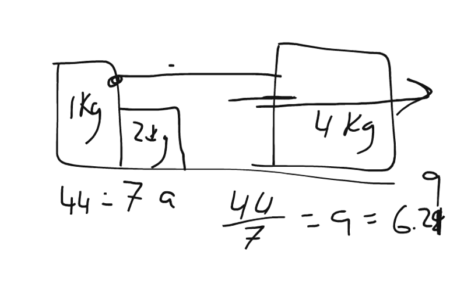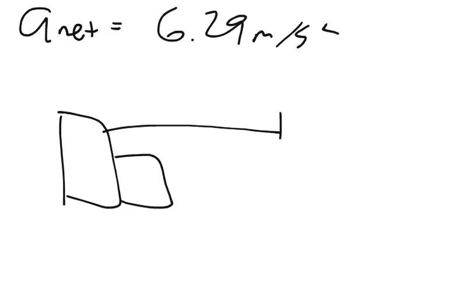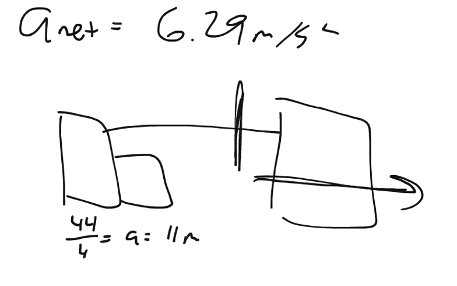And then it says determine the tension in the cord connecting the 4 kilogram and 1 kilogram blocks. So we have a net acceleration equals 6.29 meters per second squared. Now, if we were to cut this cord right here, and the 44 newtons was still being applied to the first block, what would its acceleration be? Well, 44 over 4 equals an acceleration of 11 meters per second squared.